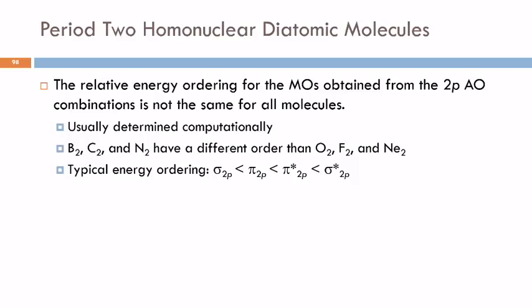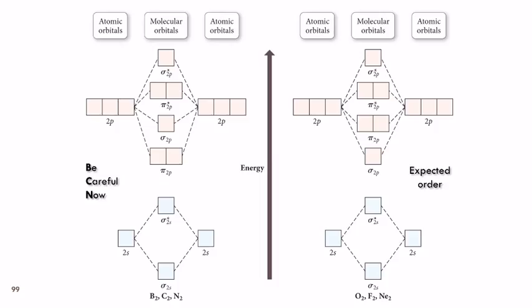And the typical ordering is this one, where the sigma 2p is lower than the pi 2p, and the next is pi star and sigma star. This is what's considered typical. And for things like oxygen, fluorine, and neon, that's what we observe. We do not observe this for boron, carbon, and nitrogen. So this is the expected order.